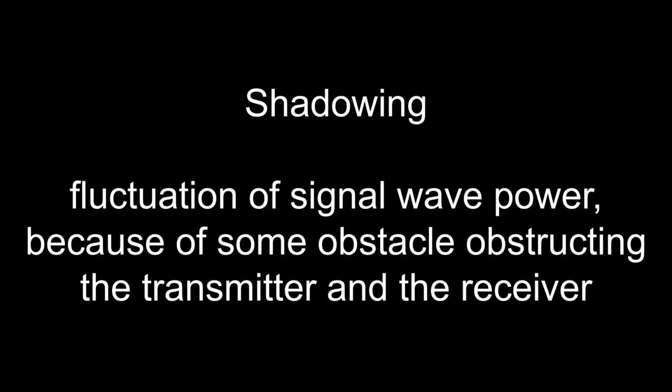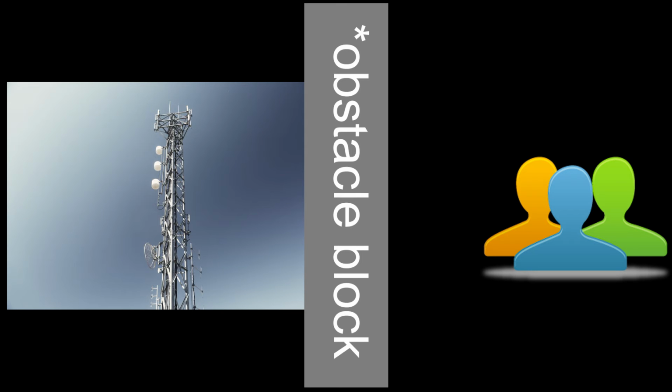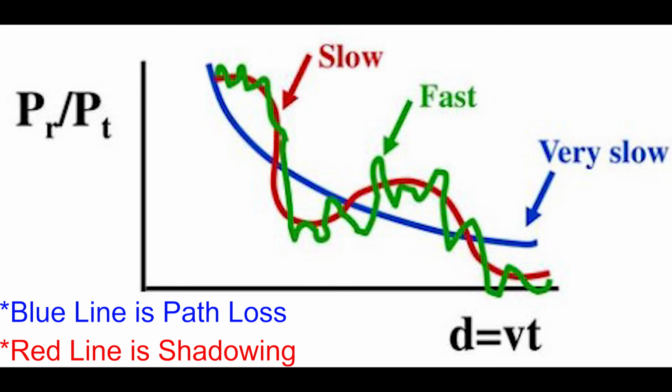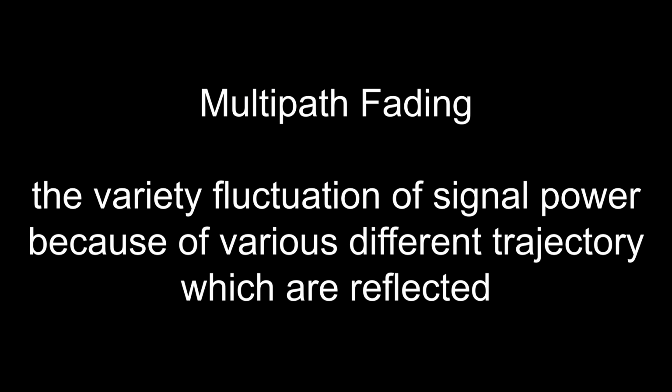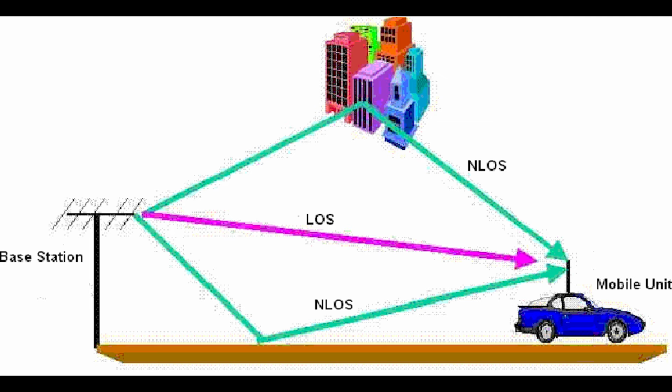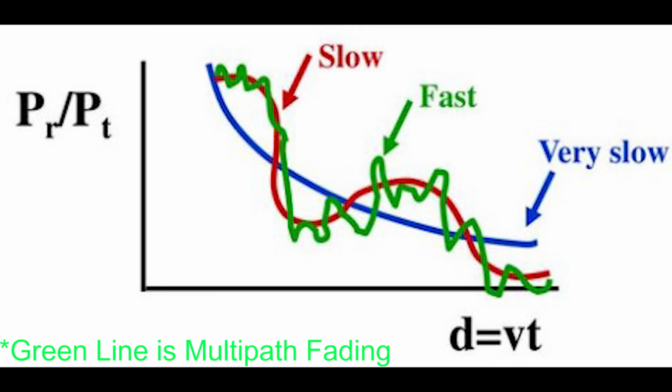Shadowing is the fluctuation of signal wave power because of some obstacle obstructing the transmitter and the receiver. It can go high, then low, then a bit high, then low again. Multipath fading is the fluctuation of signal power because of various different trajectories which are reflected, thus becoming faded. It has similar characteristics as shadowing but fluctuates crazier.